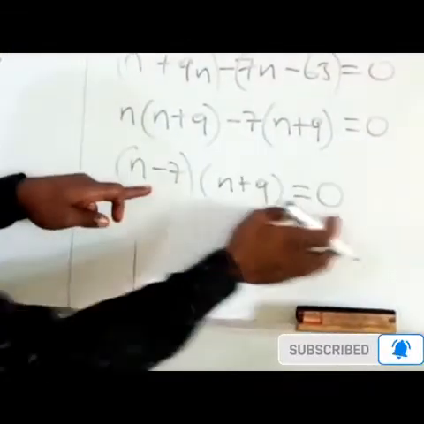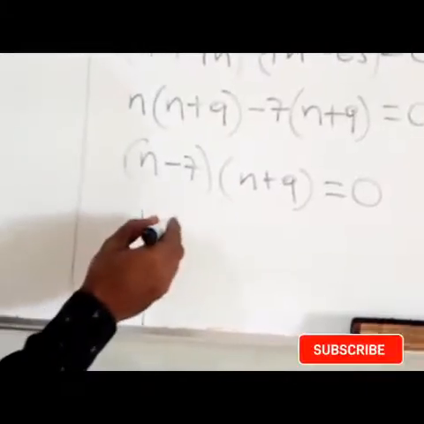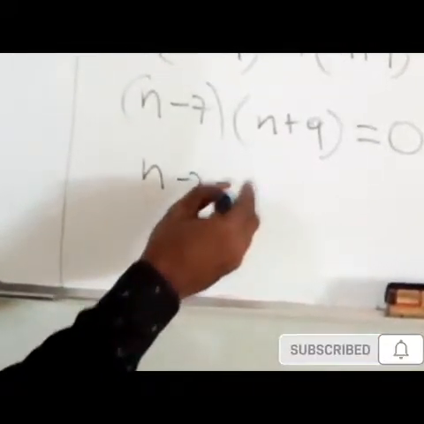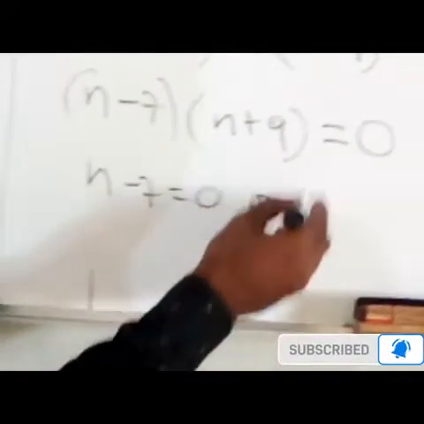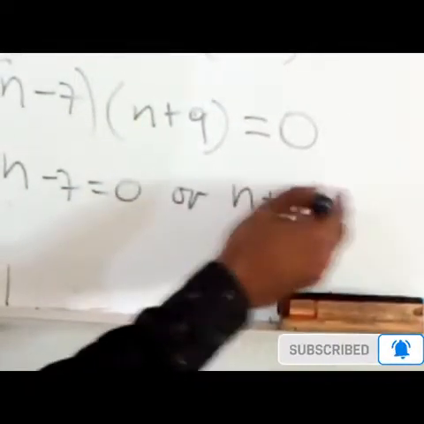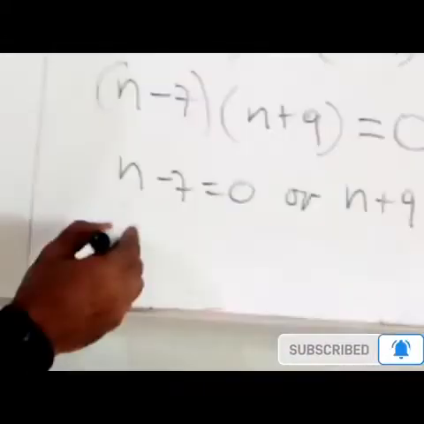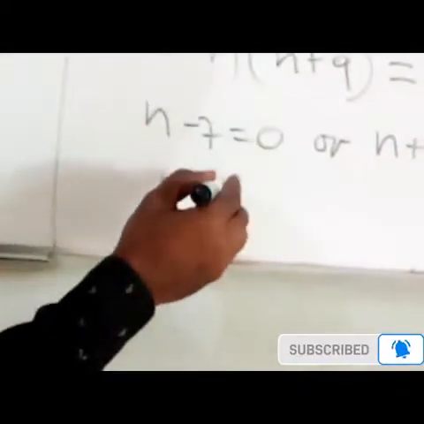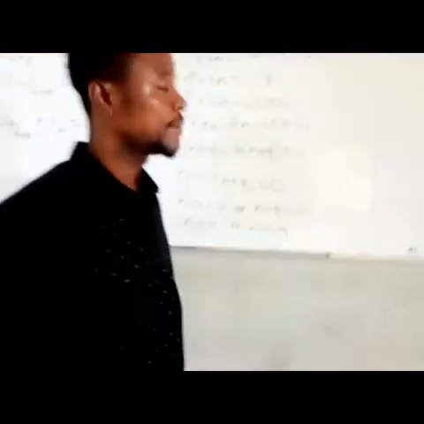So n minus 7 is equal to 0, or n plus 9 is equal to 0. So for us to look for n, we now take n is equal to 7, or n is equal to minus 9. So that's the value of n in this question.